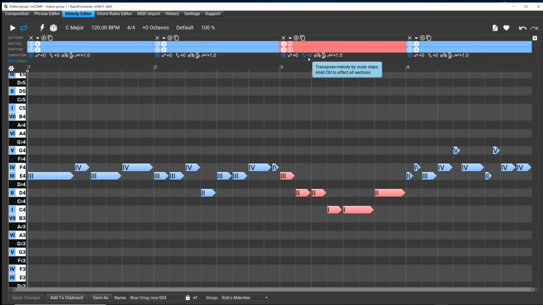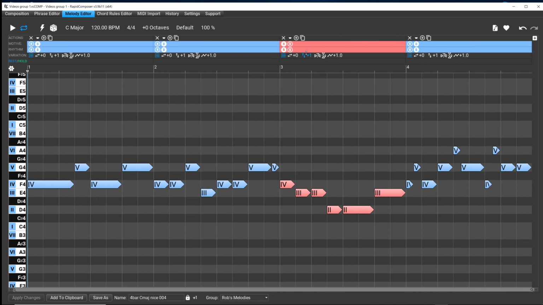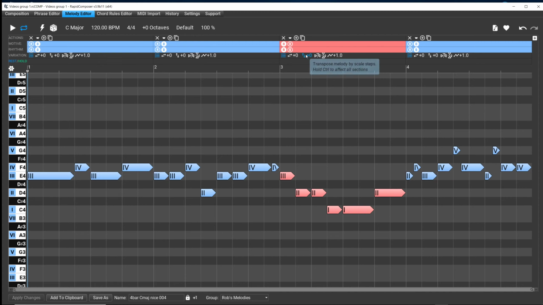Also, in all 5 of these, if you hold the control key, the operation will apply to all of the measures. Okay, so I'm at 0. So if I hold the control key and I go 1 scale step, they all move up. Okay, all right.